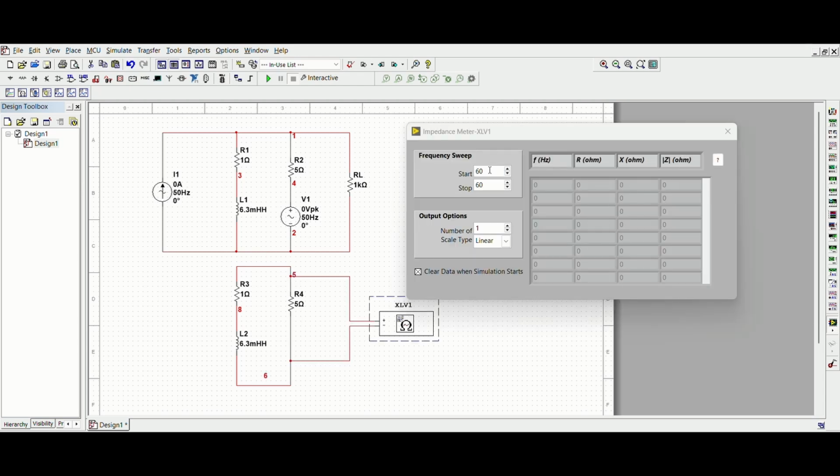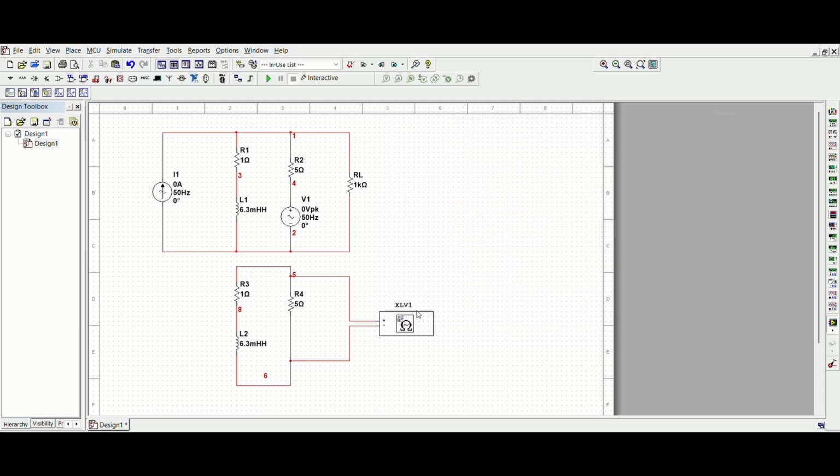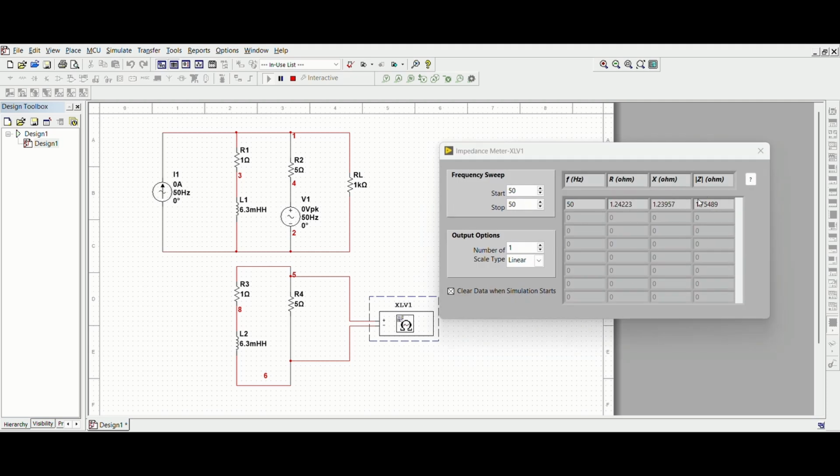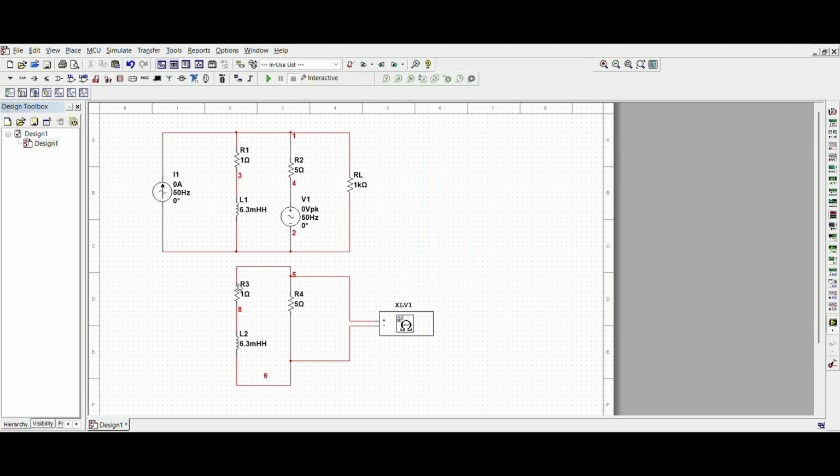We need to set this frequency to 50 because we are using 50 Hz frequency for our sources. Now we will run this simulation and see what is the output. As you see, our output is 1.24. Now we need to calculate Thevenin equivalent voltage.